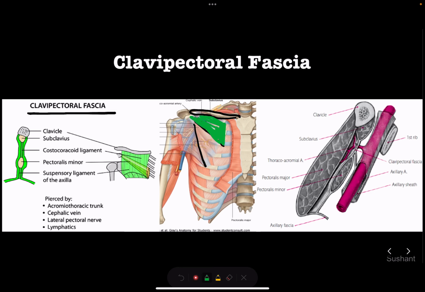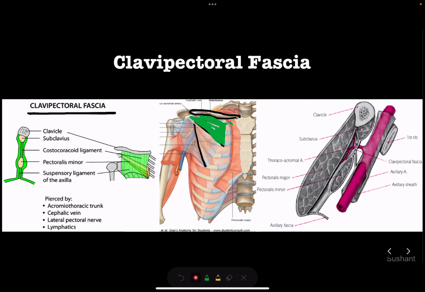So medially, what happens to the clavipectoral fascia? It is attached to the first rib and the costoclavicular ligament, and it fuses with the intercostal membrane of the first two spaces. You see this white membrane-like structure? That is the anterior intercostal membrane. So the clavipectoral fascia medially blends with the intercostal membrane of the upper two spaces, and also with the costoclavicular ligament that extends from the first costal cartilage to the inferior surface, close to the medial end of the shaft of the clavicle.